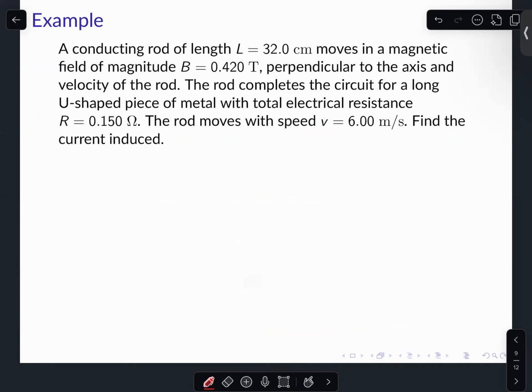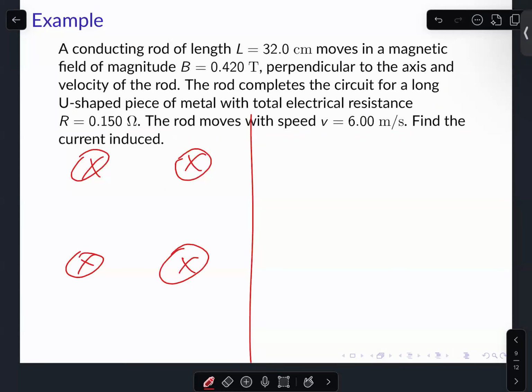Suppose this 0.42 tesla is not actually from a uniform field everywhere. Say the magnetic field is just confined to the left side of this page.